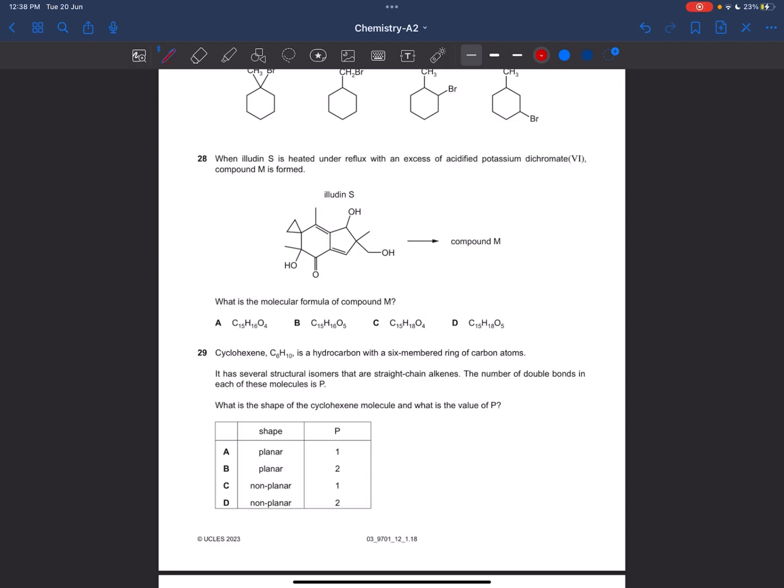So to form OHs, what will happen is that these groups would be changing into double bond O. This would also change into double bond O. So we'll have less hydrogens, more oxygens. Let's make this.